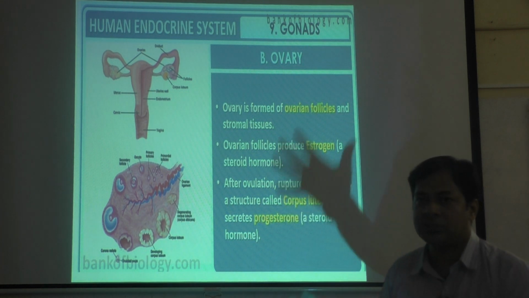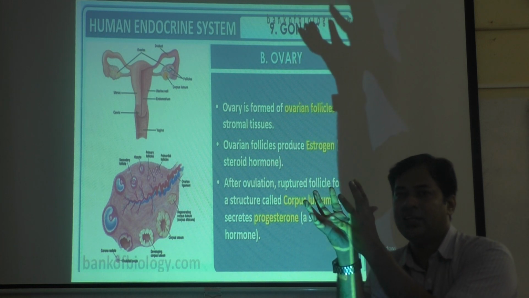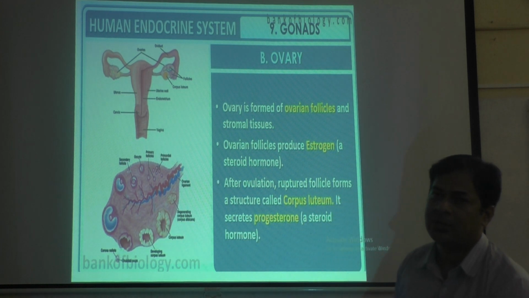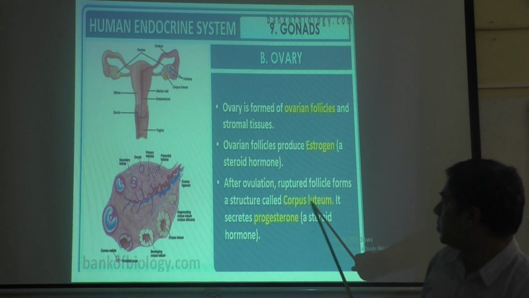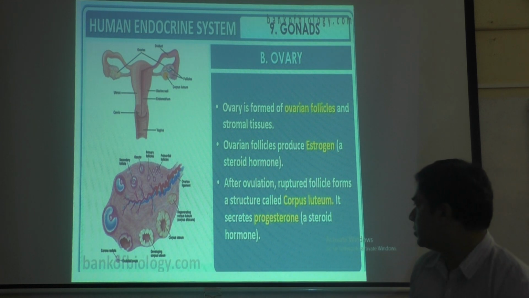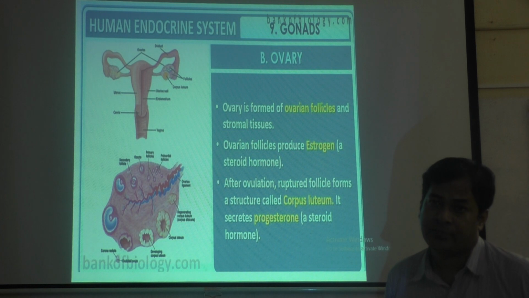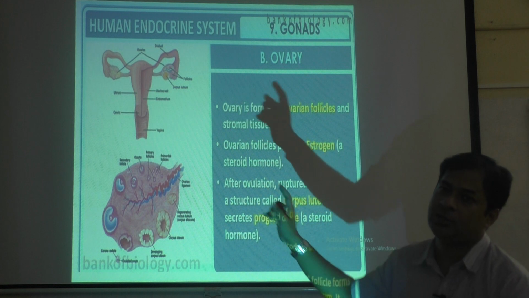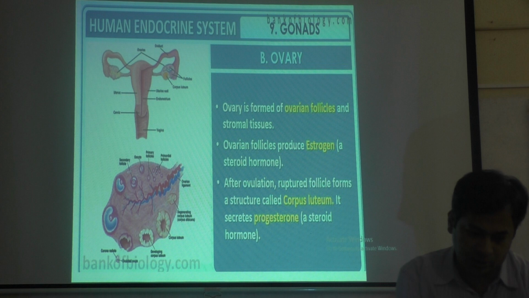Once ovulation happens, the remaining part of the follicle will shrink, it will fold and become a yellow body. That is called corpus luteum. I told you in last class. The word corpus luteum means yellow body, yellow colored structure. It produces a steroid hormone called progesterone, which is important. So follicles produce estrogen and the corpus luteum produces progesterone hormone. Both are steroid hormones.